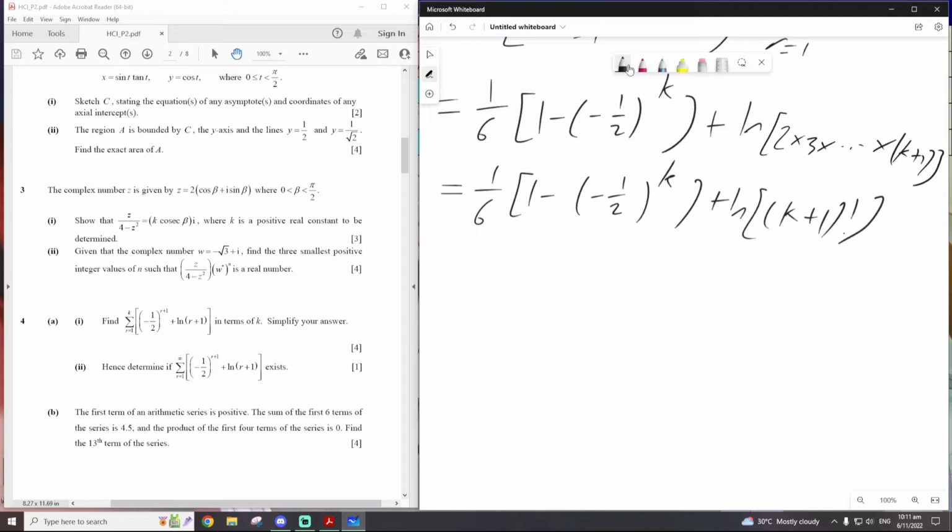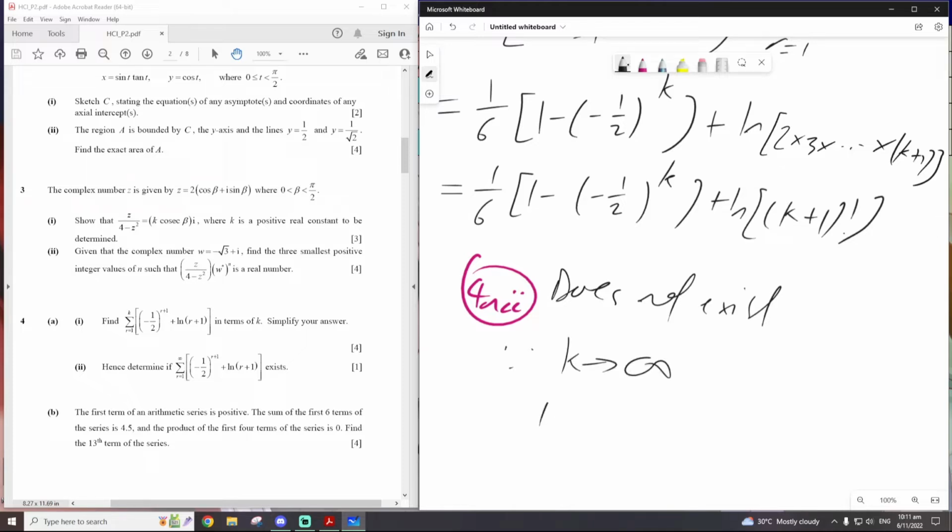Hence, determine whether the sum exists, the sum to infinity. Well, it does not exist, right? I think it's quite clear. Does not exist because as k tends to infinity, then ln (k plus 1) factorial also tends to infinity. Okay.